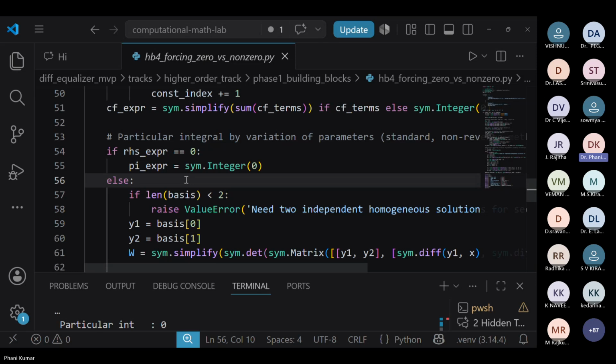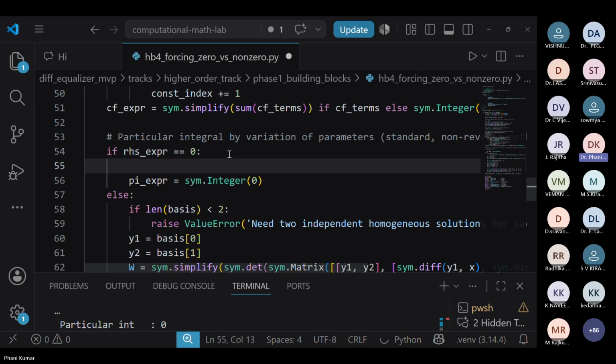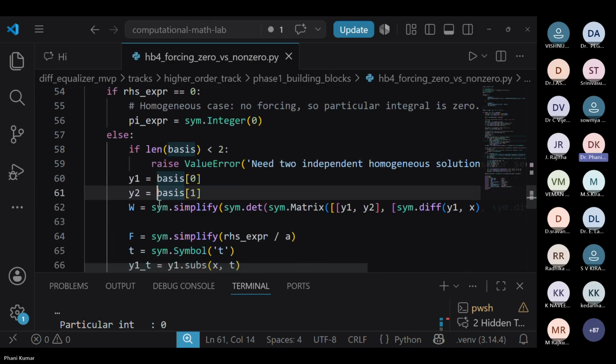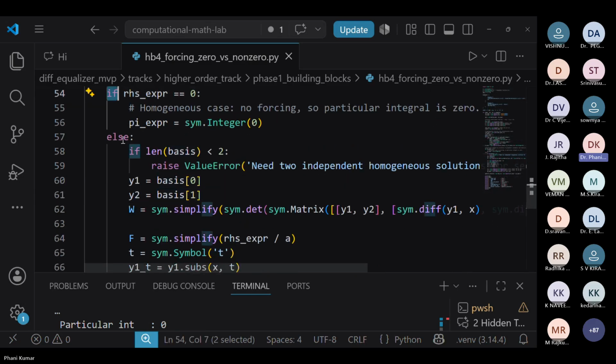So we have to learn all these loops, or otherwise we can get a simple program. But here we are going to take all the steps. So just run the program for that one example for simplicity. So take one example: homogeneous case and no forcing function.